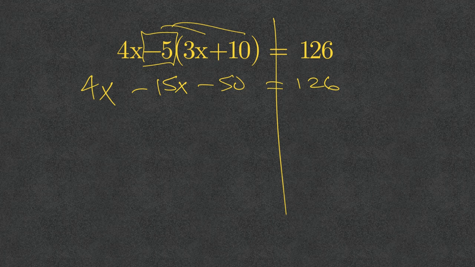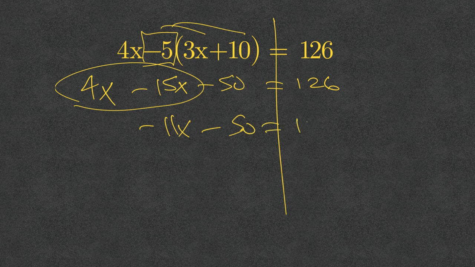Distribution, done. Number 2, on the left side of this equation, can I combine anything? Are there any terms that are like? Right there, right? So what is 4x minus 15x? Negative 11x. Thank you very much. Negative 11x minus 50 equals 126. Okay? So we combine like terms.